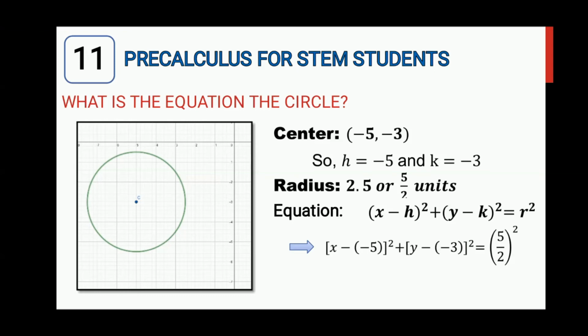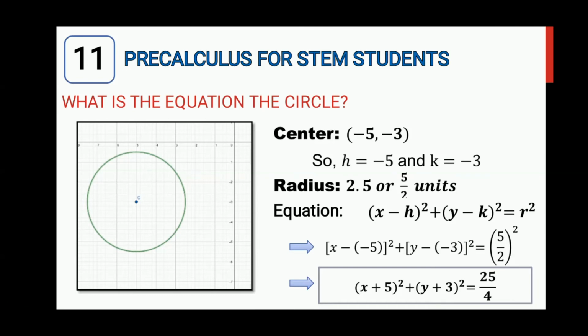As you have observed, we have minus negative 5. When we subtract negative 5, it becomes positive. Yes, because we multiply negative times negative, it becomes positive. So we have (x plus 5) squared plus, the same with minus negative 3, it becomes positive, (y plus 3) squared is equal to 5 squared, which is 25, and 2 squared is also equal to 4. That's why our r squared is 25 over 4, and that is our equation.